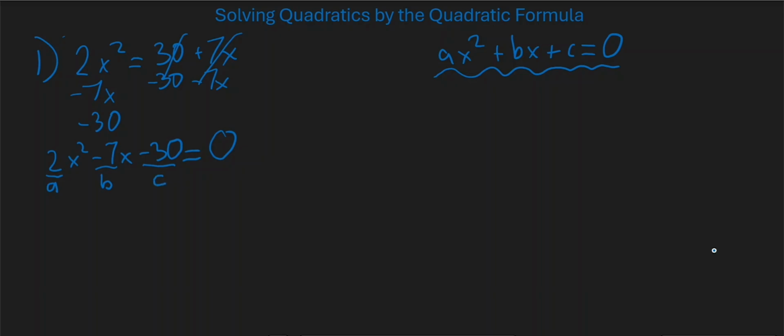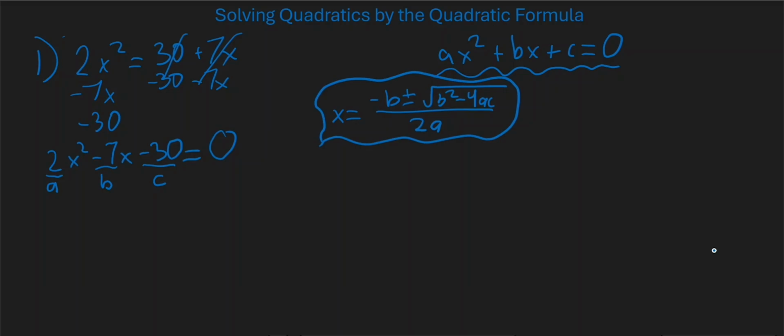All right, so once you know what the a, b, and c terms are, then you would plug in these numbers in place of a, b, and c in the formula, which says that x is equal to negative b plus or minus the square root of b squared minus 4ac, divided by twice a. All right, and this formula should be memorized. So let's plug in all these numbers.